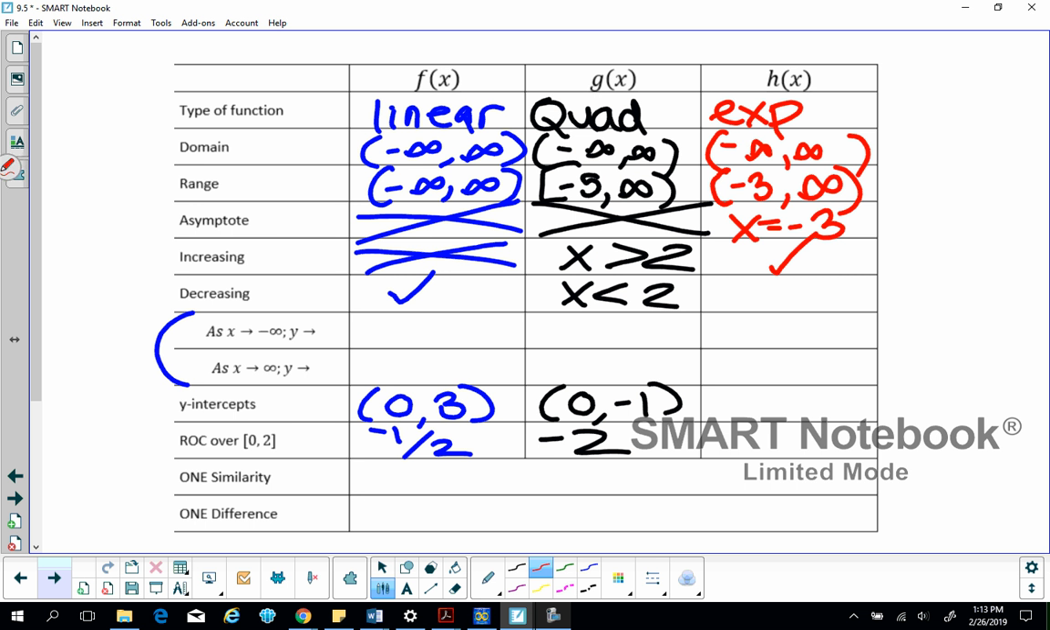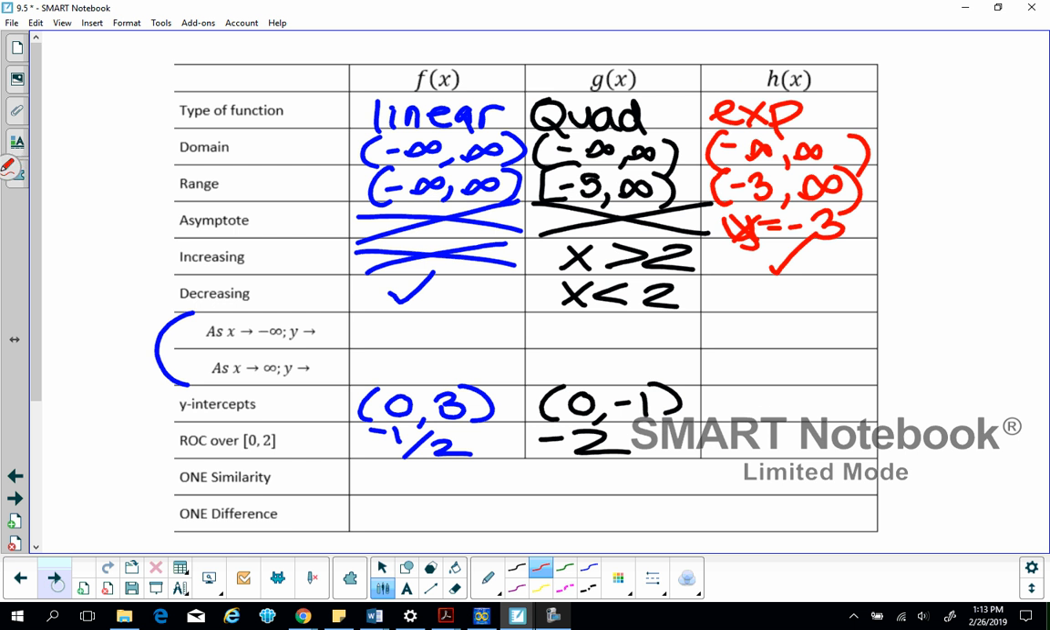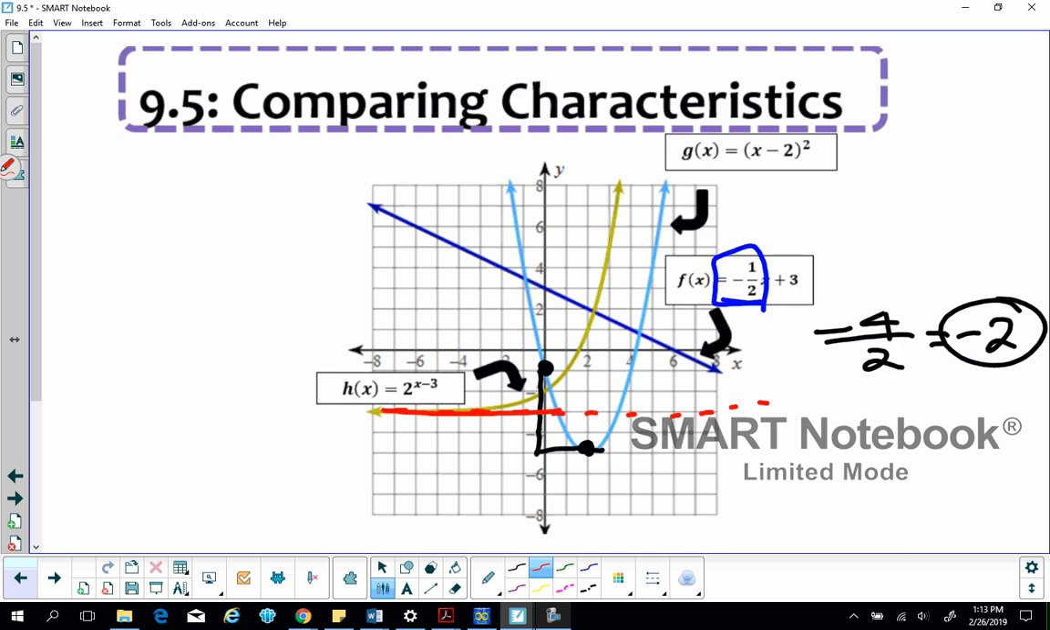Is it x or y? It's y. All the y's are increasing, it's not decreasing. What's the y-intercept? Good. 0, negative 2.